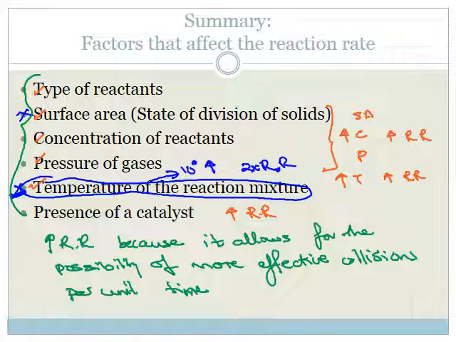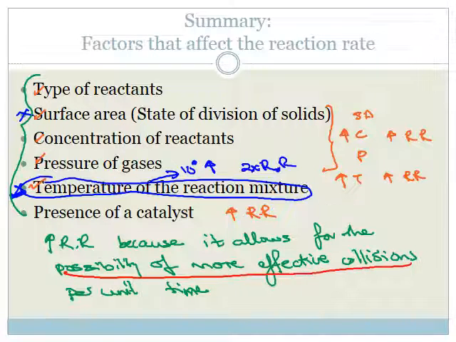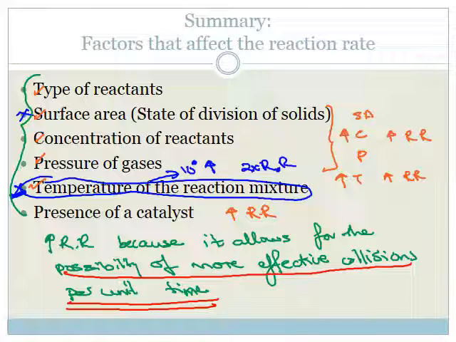Let me underline the bits that are important. The possibility of more effective collisions per unit time. You have to state the per unit time. It's all very well saying, oh, but we're going to get more effective collisions. But if those more effective collisions take place over a millennium, that's useless to us. It has to be over the same amount of time. Okay, if you're comparing millennium with millennia, fine, fair enough. But it has to be the same amount of time. And if you leave out that phrase, per unit time, you will get no marks for your explanation.